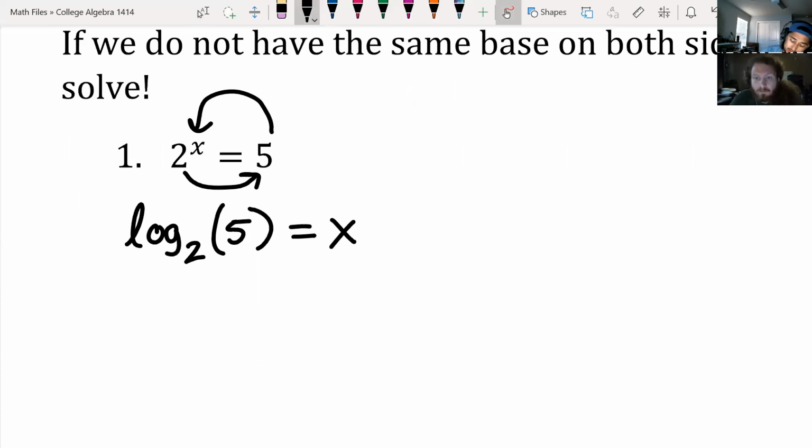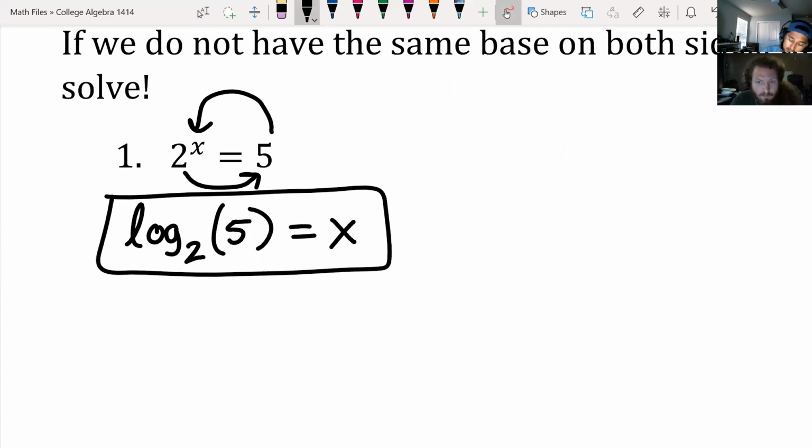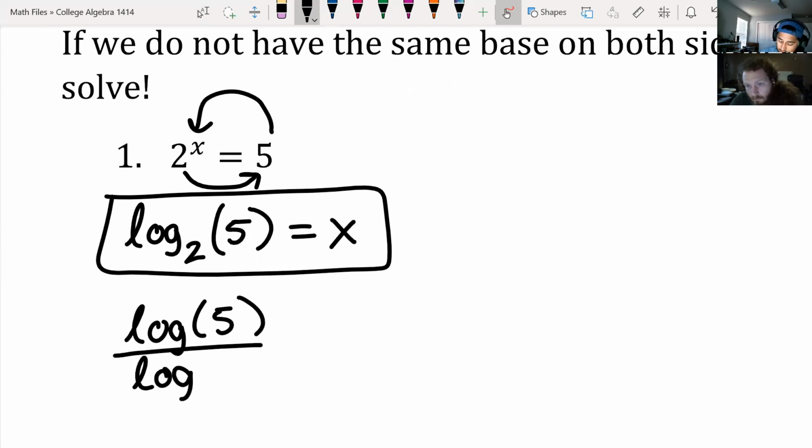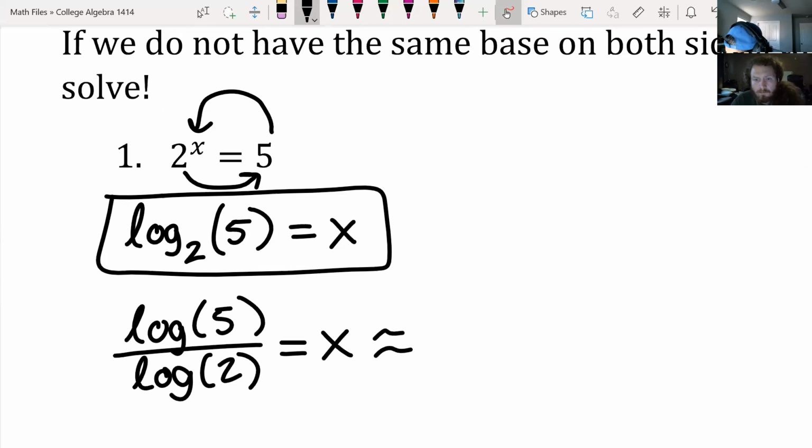Now this is a great answer, but if MyMathLab wants you to convert it to a decimal, then we're going to have to use change of base, which means it can be rewritten as log 5 over log 2 equal to x. I'll just use my calculator here. Log 5 over log 2 will get 2.322.